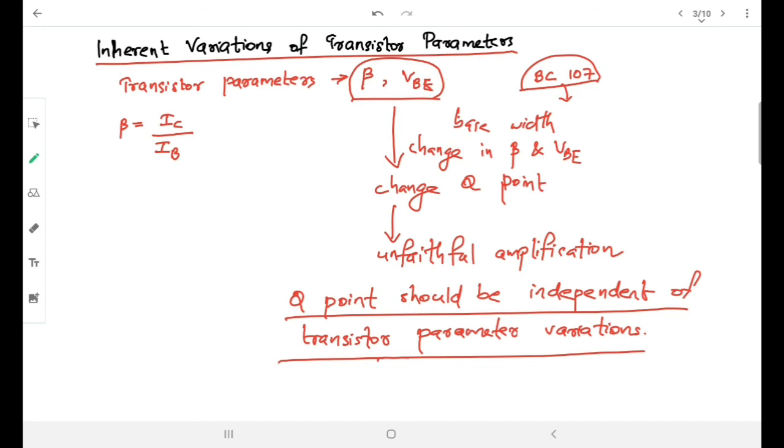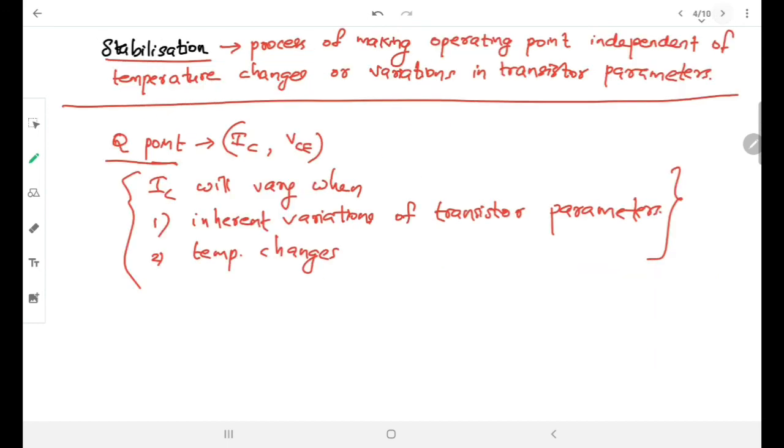Now, the inherent variations of transistor parameters means that the transistor parameters, current gain beta and VBE, will change due to the unavailability of advanced manufacturing techniques. So, if base width is varying, it will change the beta and VBE, and it will cause a change in operating point. It will lead to unfaithful amplification. So our point is that we have to make Q point independent of transistor parameter variations. So it will be achieved using stabilization.